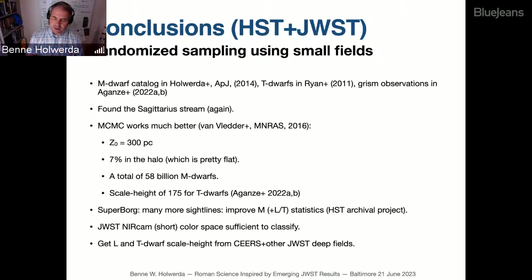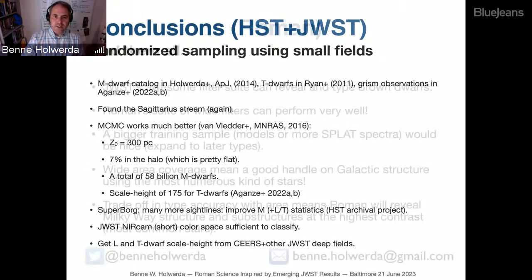And there are more HST fields to mine here, so that's a fun thing that you can definitely do. But with JWST, the short color space is already good enough to start classifying these things accurately, and then you can actually find them further, you can type them quickly, and you can start mapping the scale height and possibly other components with JWST deep fields for free. So this is a free science extra bonus round kind of deal.